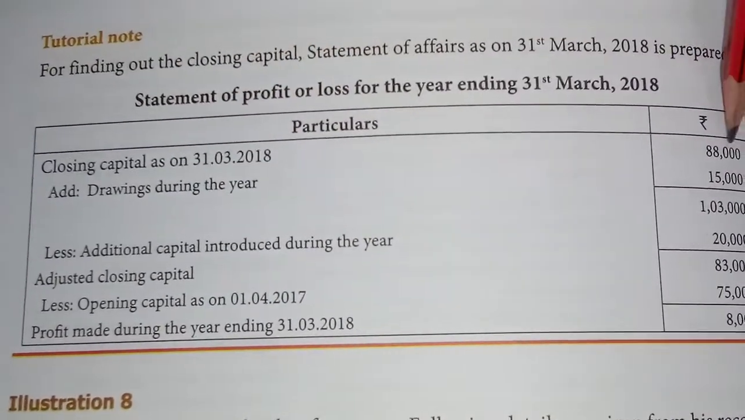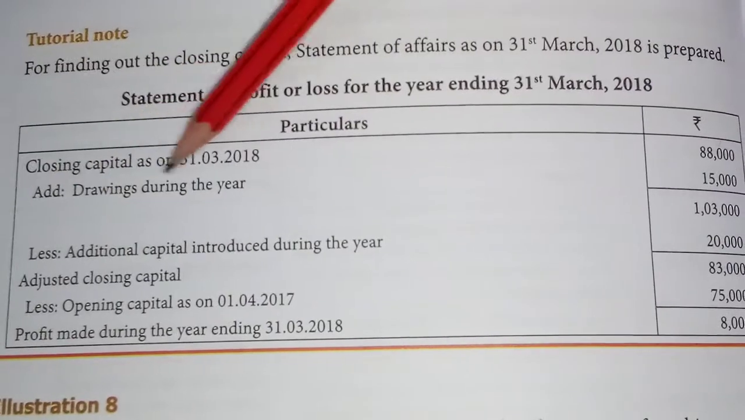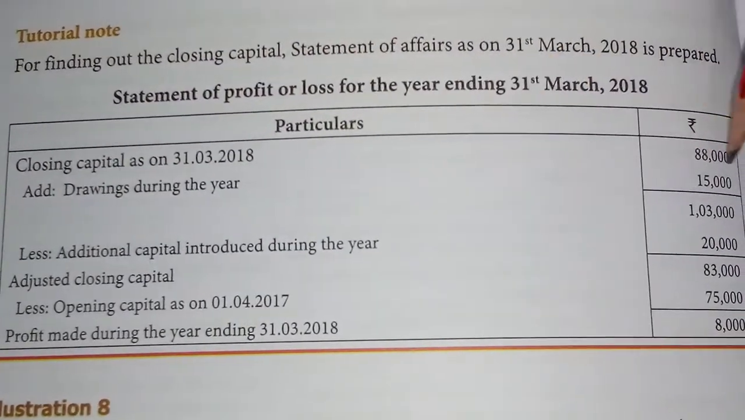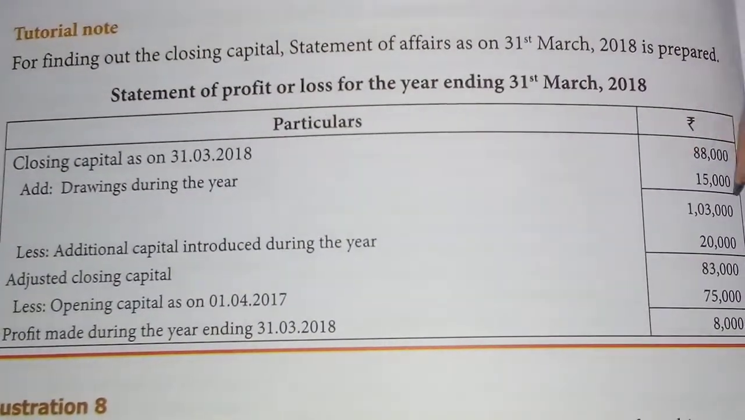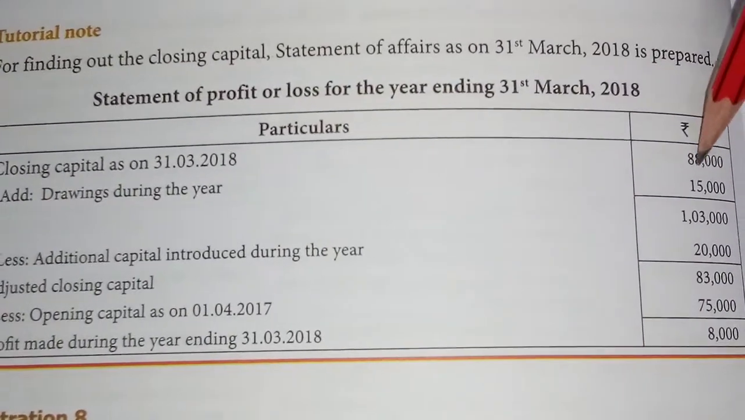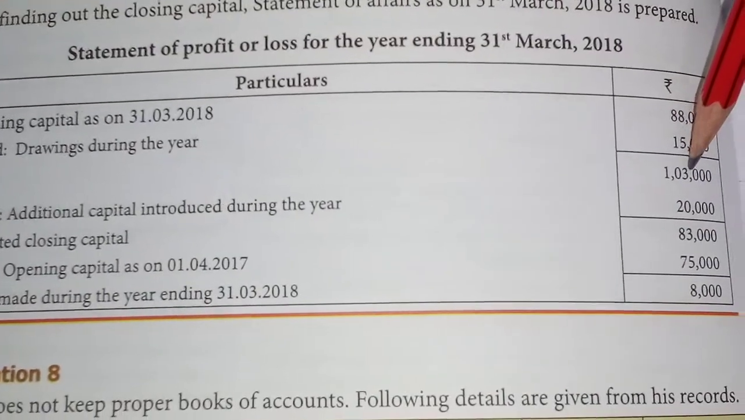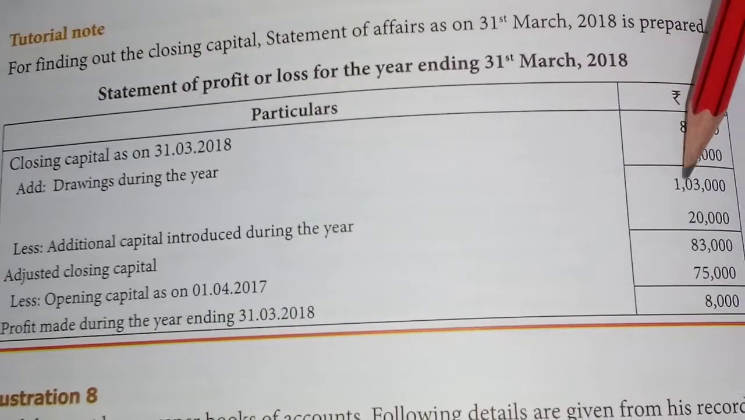Closing capital 88,000. Add drawings. Only drawings are enough, 15,000. So draw a line and write the amount here. Add that way: 8 plus 5, 13. Balance 1. 9 plus 1, 10.